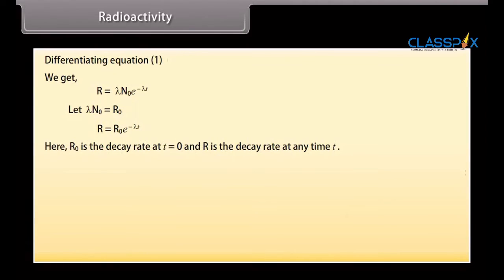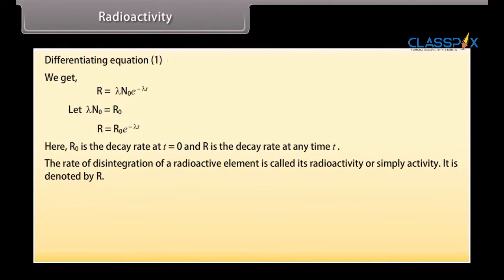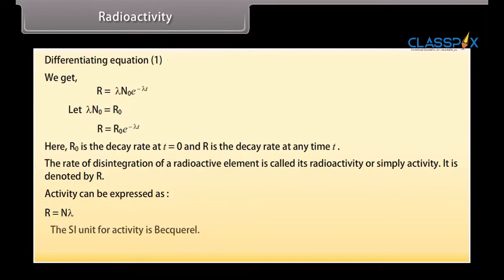Here, R0 is the decay rate at t = 0 and R is the decay rate at any time t. The rate of disintegration of a radioactive element is called its radioactivity or simply activity. It is denoted by R. Activity can be expressed as R = Nλ. The SI unit for activity is becquerel. 1 becquerel = 1 Bq = 1 decay per second.